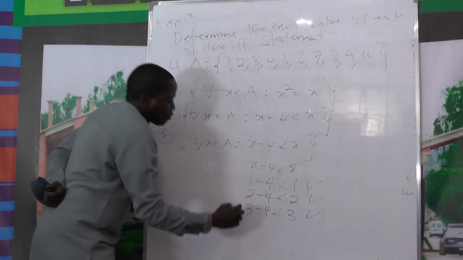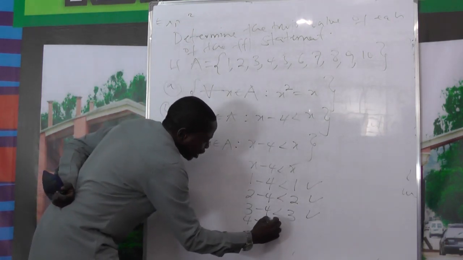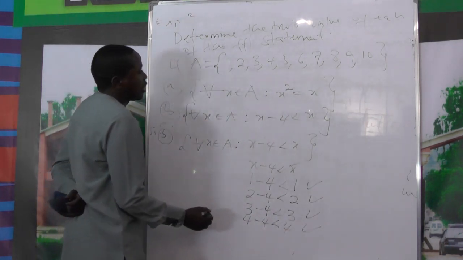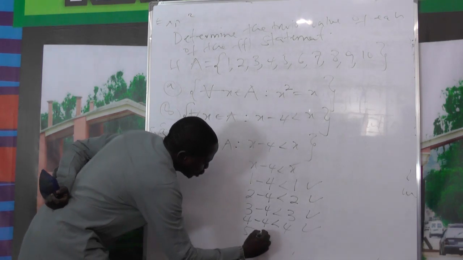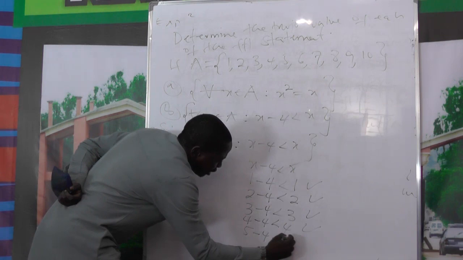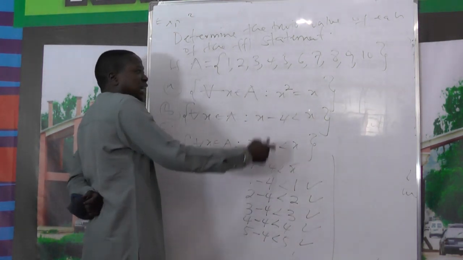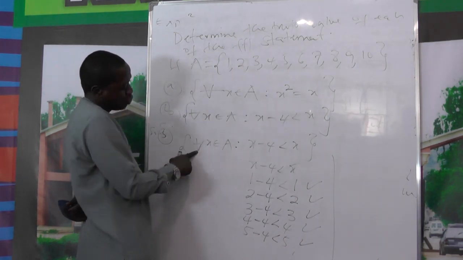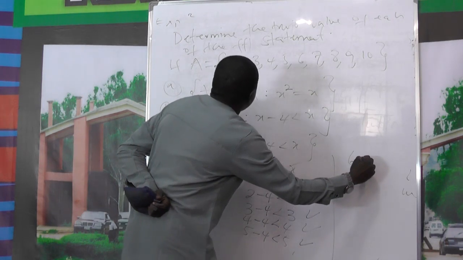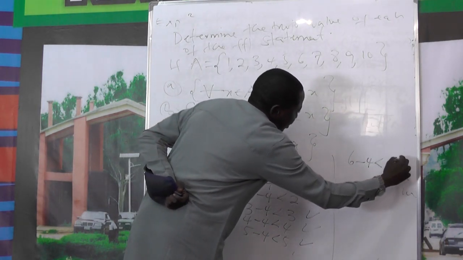The next one, 4. 4 minus 4 is 0. Is 0 less than 4? Yes. Let's check 5. 5 minus 4 equals 1. Is 1 less than 5? Yes. I can't conclude yes because I must do for all, since we are dealing with for all. What is the next number? 6. 6 minus 4 equals 2. Is 2 less than 6? Yes.